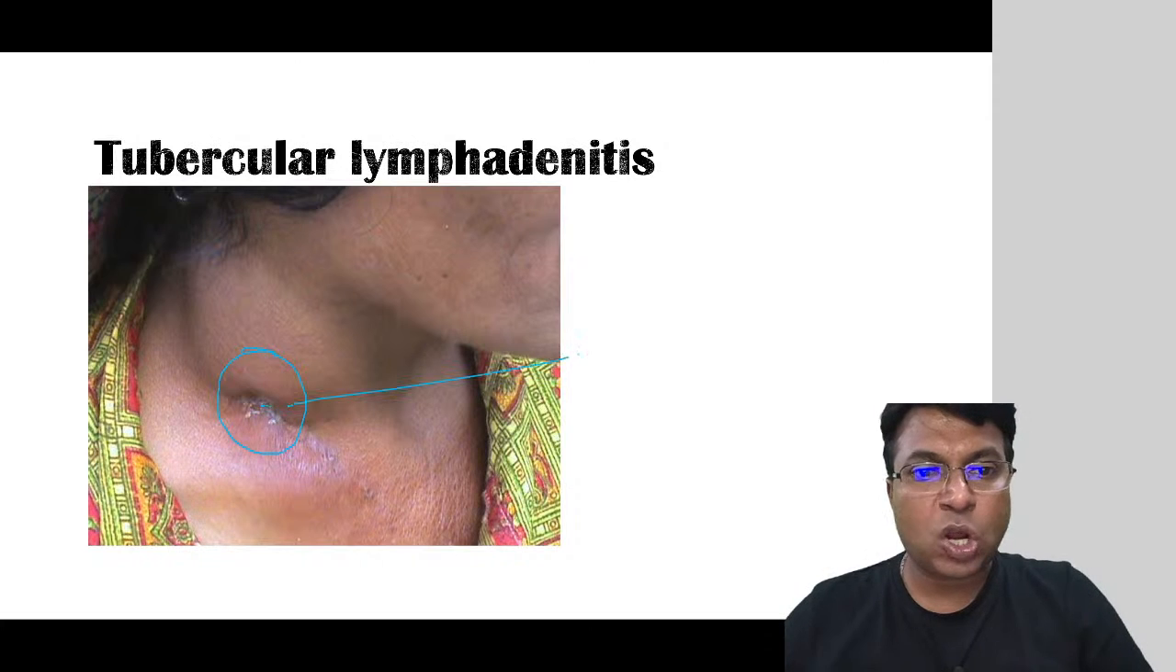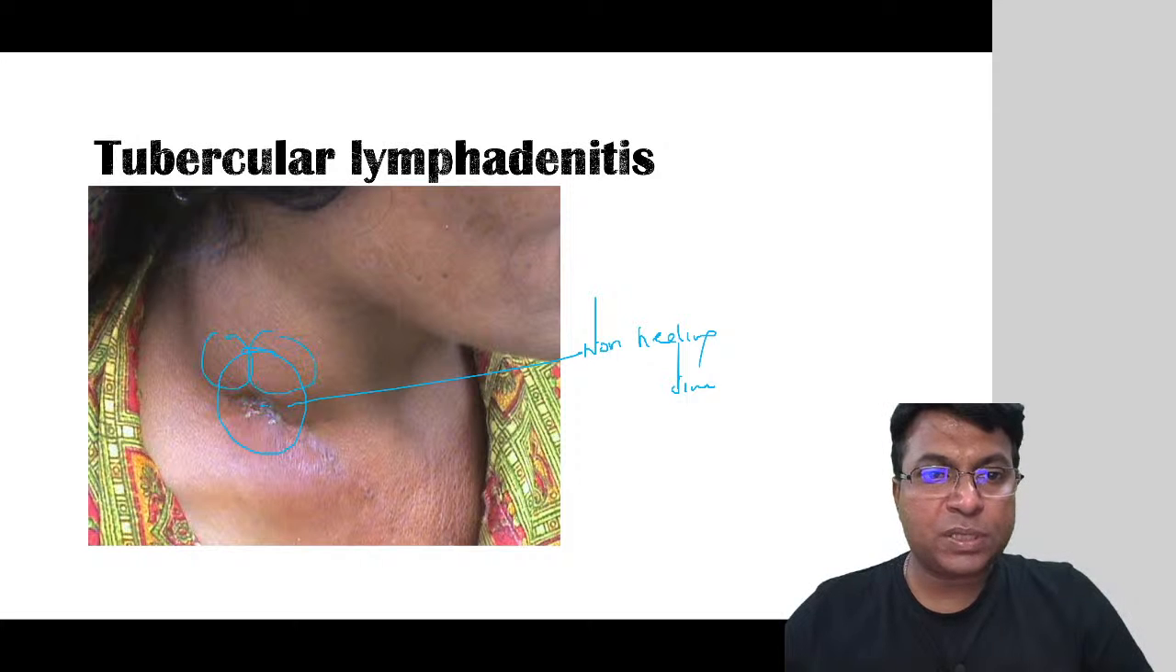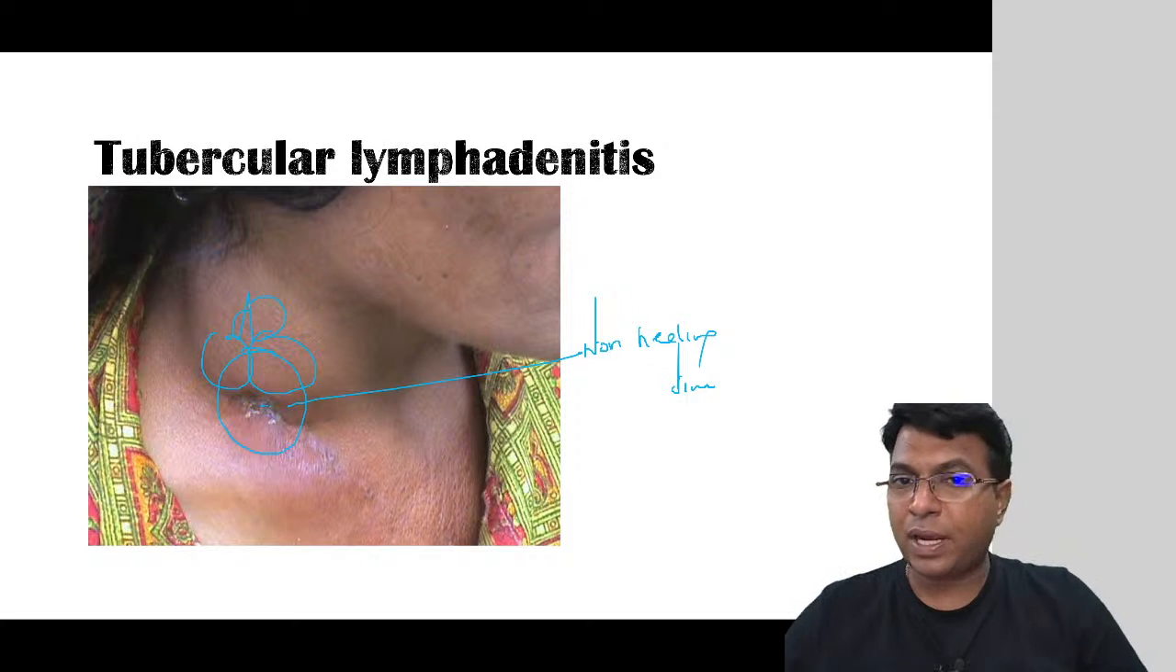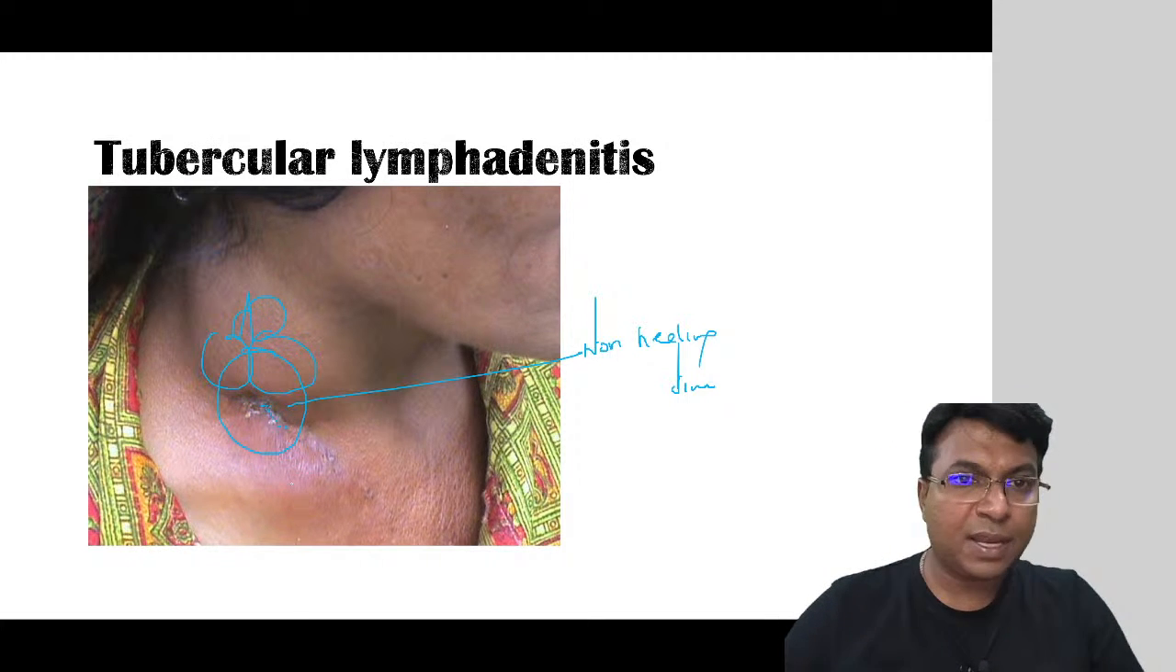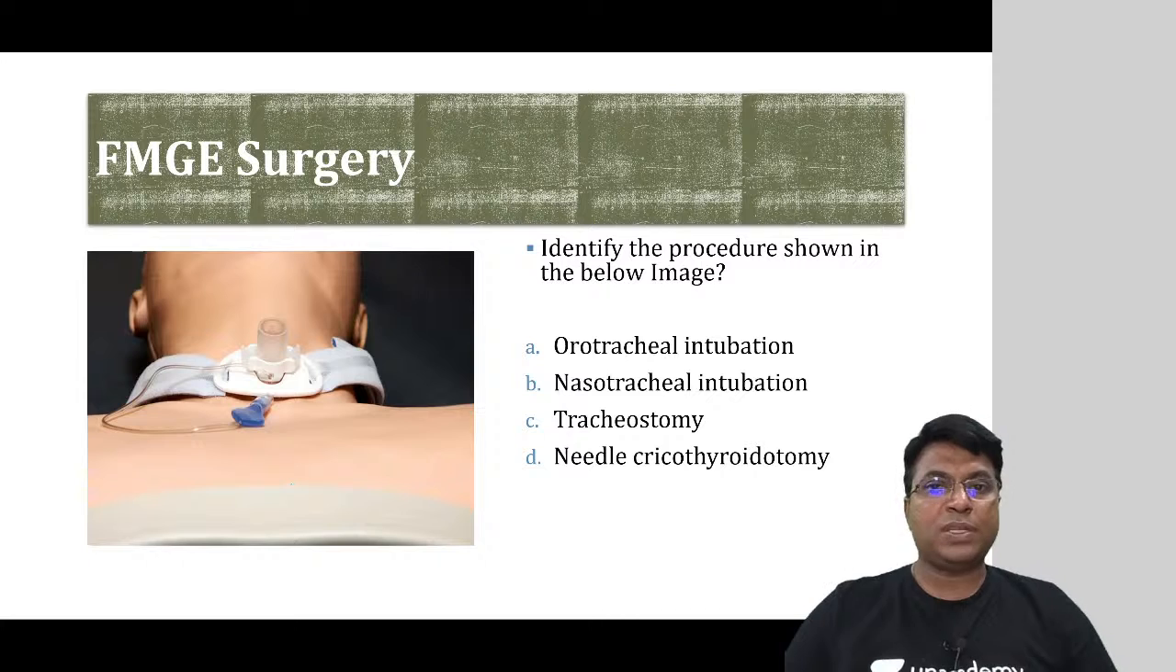This patient is having a non-healing sinus with multiple nodes. Typically, this is a case of tubercular lymphadenitis with a drainage of abscess. This picture is tubercular lymphadenitis. So these are all very basic questions.